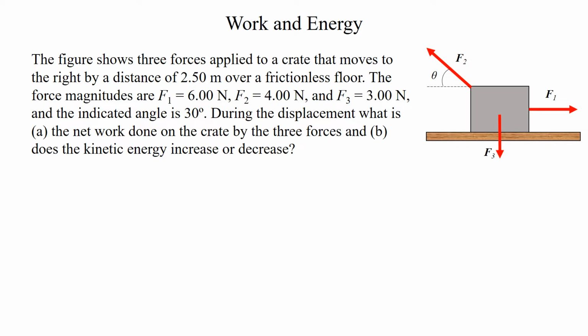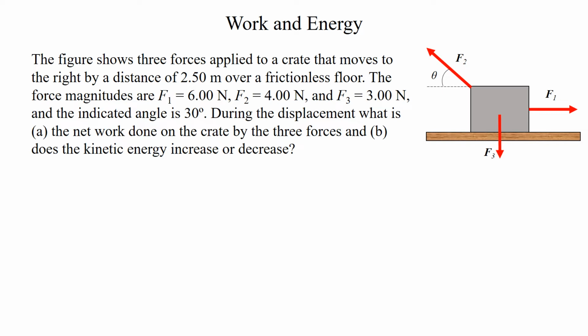Now, one other thing I wanted to point out, notice that we don't have the weight downward, nor do we have the normal force upward included in here. Why not? Well, we're given that the crate moves to the right. And remember, work done by a constant force is the force dotted into the displacement. Well, vertical forces dotted into the horizontal displacement give me 0.